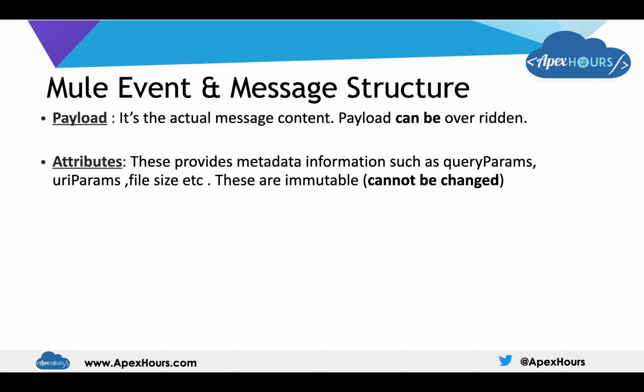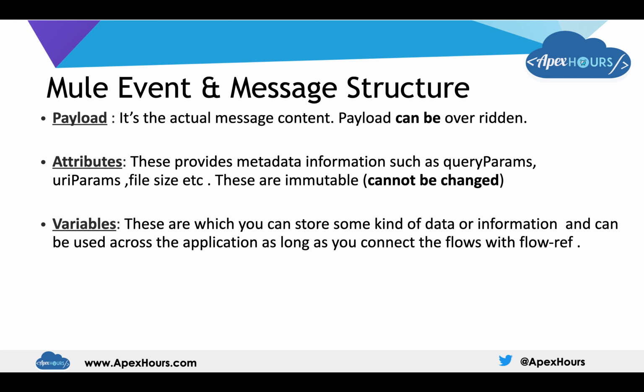overridden. Attributes are kind of metadata information. For example, if you have query parameters, we have seen in our RAML specification, query parameters, URI parameters, or if you are picking up a file, the file size, etc., all these are metadata information. So that comes under attributes, and these are immutable. When I say immutable, that means you cannot change or alter the attributes. Attributes stay the same way. Payload you can alter, but not the attributes.